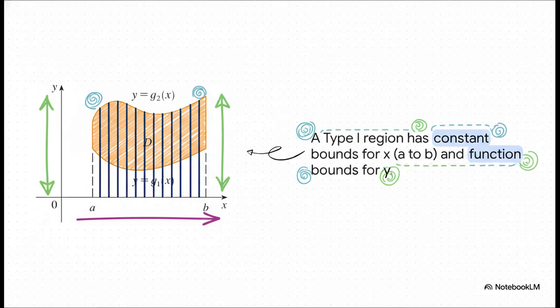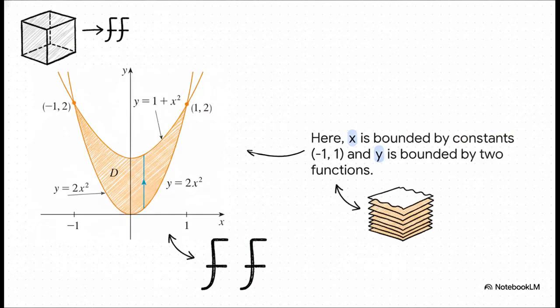For any x value it hits between a and b, it enters our region at that bottom curve, g1, and it leaves our region at the top curve, g2. And those functions become the limits for our inner integral. And here's a real example.